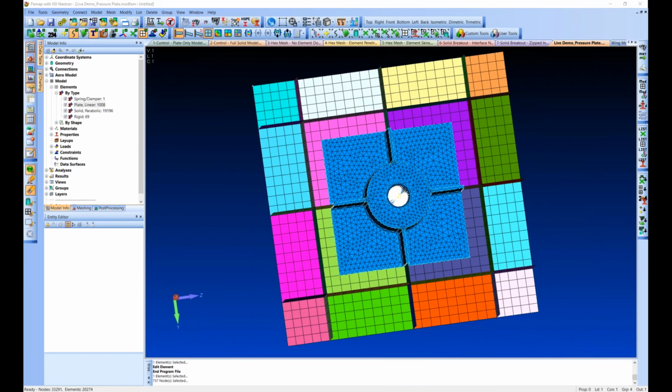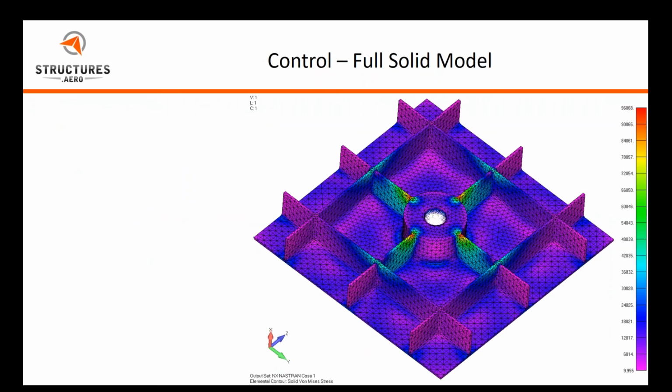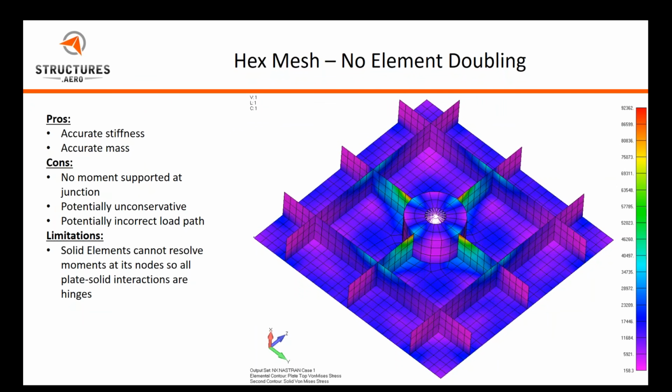So we're going to go back into our PowerPoint here. And here I just put some overviews. So this is our control plate just for reference. This is the full solid model for reference. So I've written down some of the pros and cons and limitations. We've got our no element doubling. So you got your accurate stiffness, your accurate mass, but there's no moment support at the junction. So it's not, it won't always work.